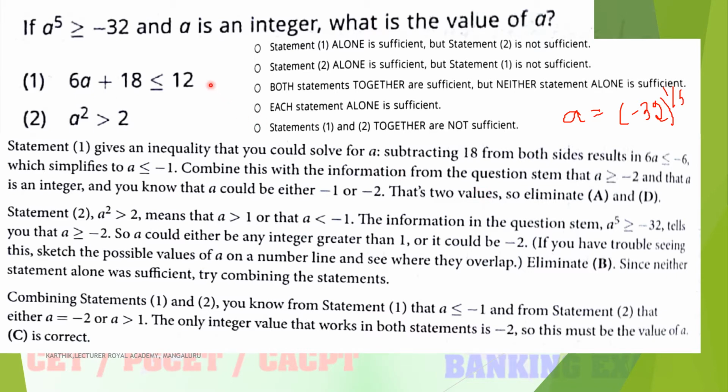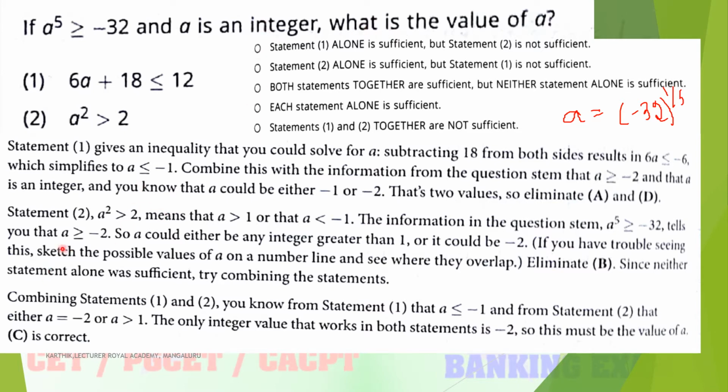So from the first statement alone you can't judge whether it is possible to find the answer for the question or not. From the first statement alone you can't find the answer. Why? Because the first statement alone tells that a is less than or equal to -1, so it may be -1 or -2. The -2 value is less than -1, so -1 is possible and -2 is also possible.